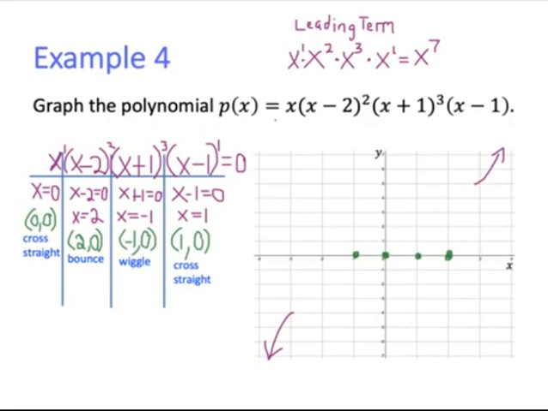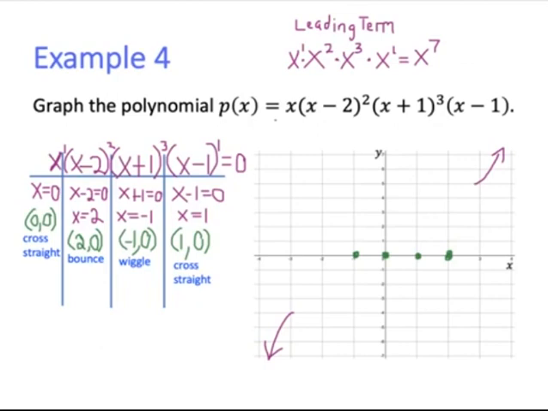Our next step would be to find the y-intercept. But notice that the graph has an x-intercept of 0, 0 here at the origin, so that's also the y-intercept. So we don't need to do anything for that step. And then the last step is to plot any test points needed and finish graphing the polynomial.